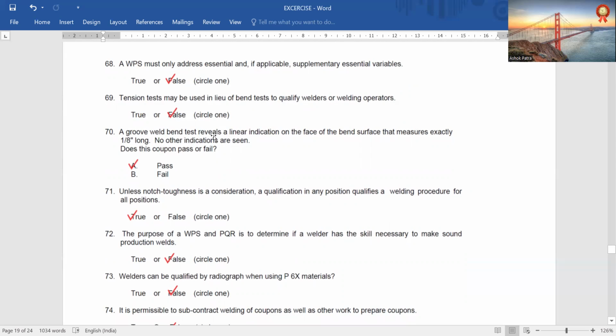A groove weld bend test reveals a linear indication on the face of the bent surface that measures exactly 1/8 inch long. No other indications are seen. Because equal to 1/8, exactly, so it is pass. Unless notch toughness is a consideration, a qualification in any position qualifies a welding procedure for all positions. True.